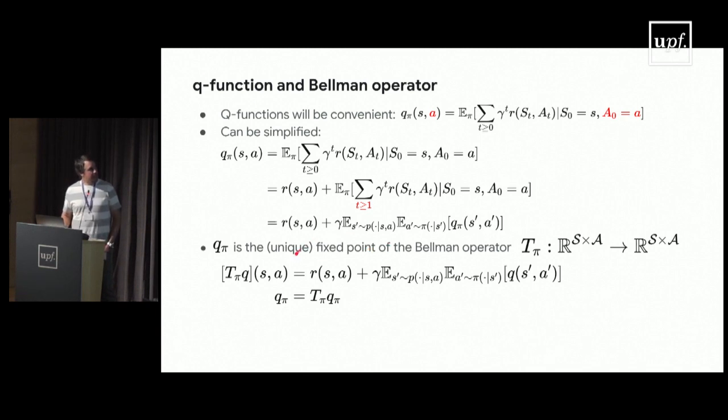And you can write this Q function as being the fixed point of the Bellman operator, T pi, that associates to Q the reward plus gamma, the expected Q value in the next state. So I will work with only this one afterward.